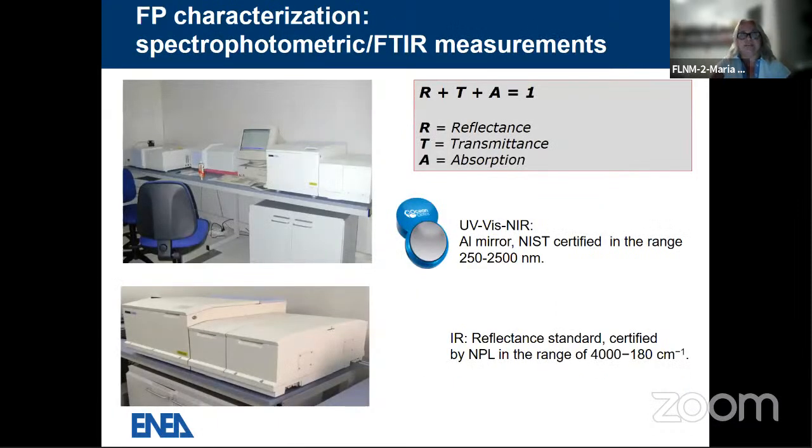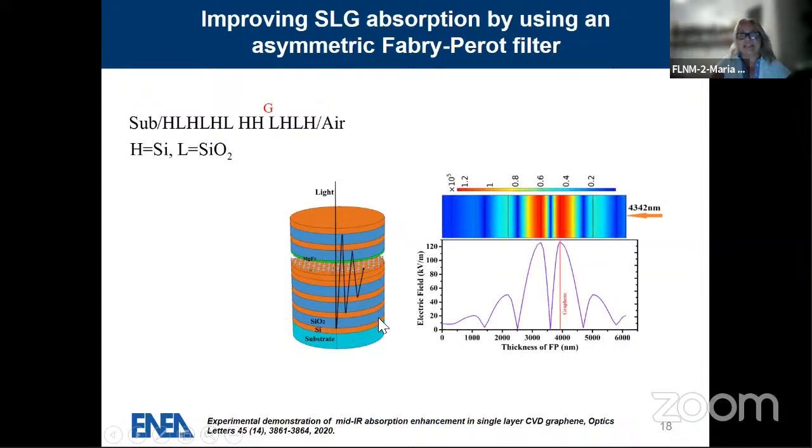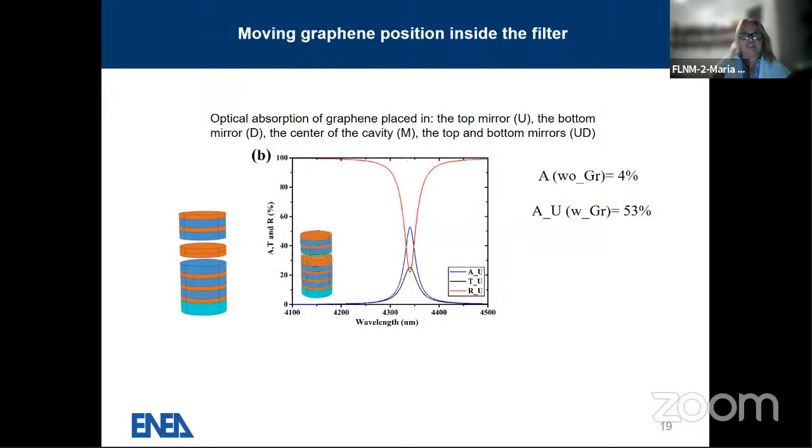We have done the measurement by spectrophotometric measurement according to the wavelengths, using certified mirrors at the different wavelengths. And to further enhance graphene absorption, we have increased the number of layers in the bottom mirror. This is the case of the electric field distribution inside the filter. We can see a double peak, meaning that we can put graphene in 2 different positions, having the maximum absorption enhancement. And we have done the simulation, putting graphene where the electric field is maximum.